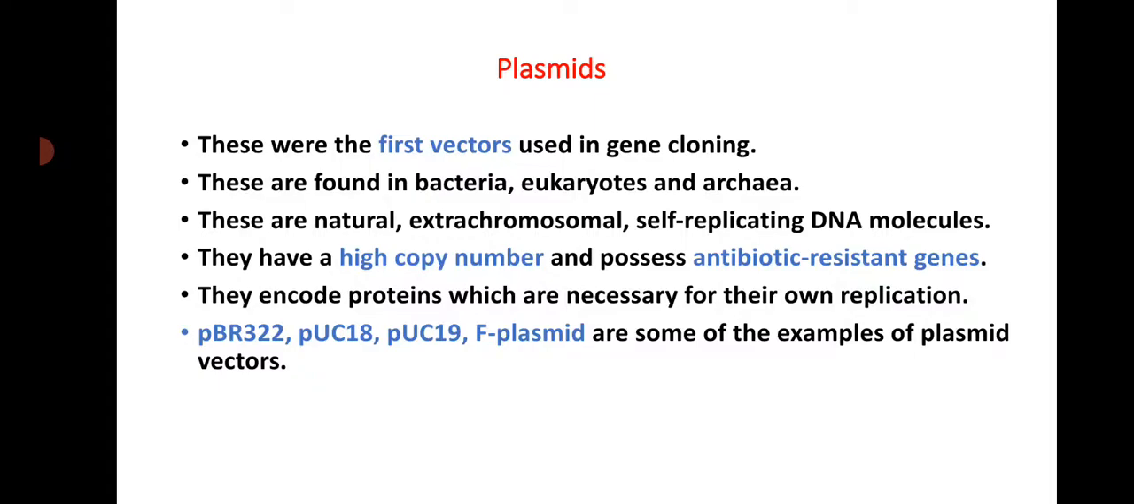They have a high copy number, they are many in number, and they possess antibiotic resistance genes. They encode proteins which are necessary for their own replication. pBR322, pUC18, pUC19, and F plasmid are some of the examples of plasmid vectors.